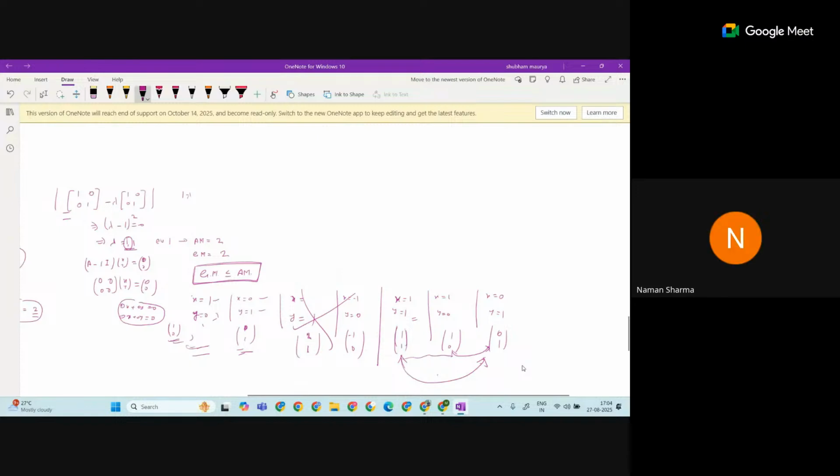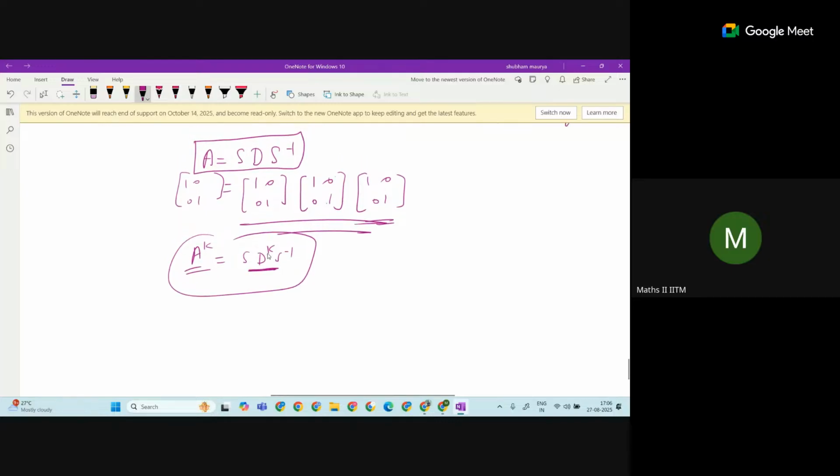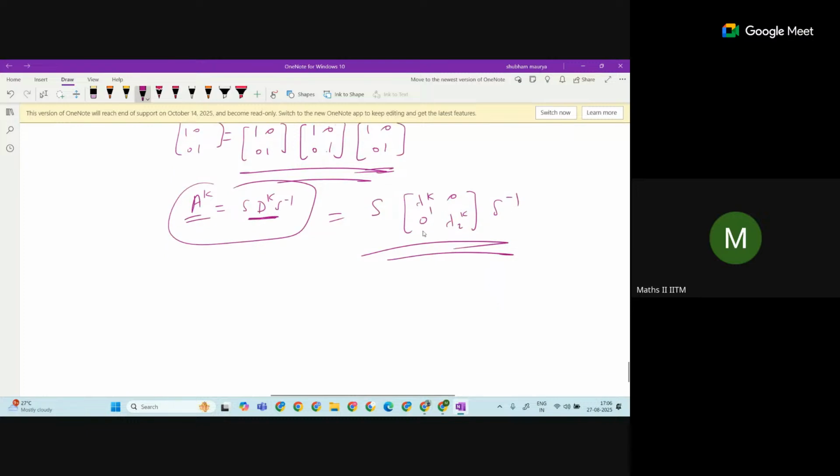We can also write A to the power k as S D to the power k S inverse. So finding the power of a matrix means working with D to the power k, where D power k has lambda 1 to the power k and lambda 2 to the power k on the diagonal. Here any power of 1 will give identity. This is the general meaning of finding the power.